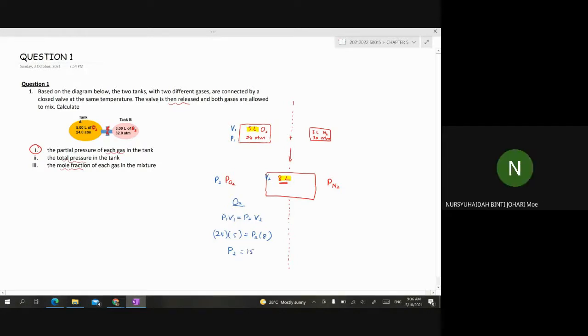Yes. Don't worry, follow how Madam teaches here. So now you change the container from small to big. Okay, the bigger the volume, the smaller the pressure. So now from 24 atm, it reduced into 15 atm.